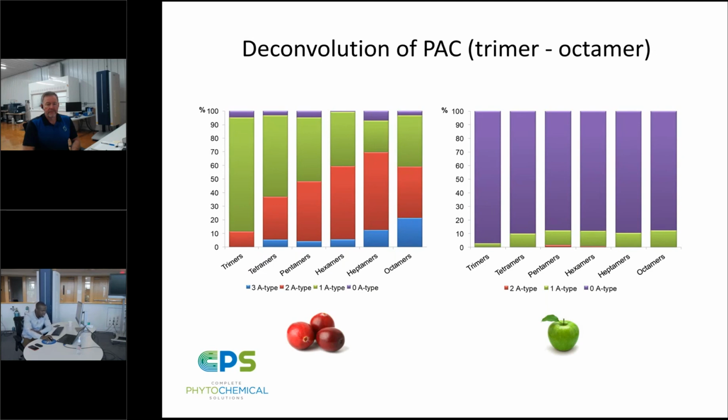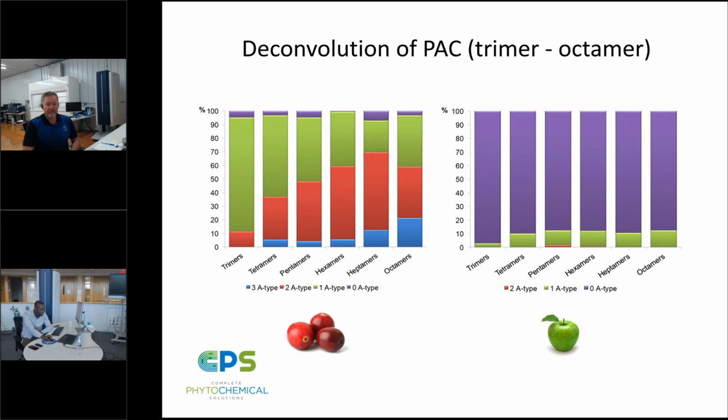Next question. What do you use for a matrix for proanthocyanidins? What we used today was DHB, dihydroxybenzoic acid. In the past, we have also used trans-indoleacrylic acid. So we've been successful with both of those matrices for the identification of proanthocyanidins.